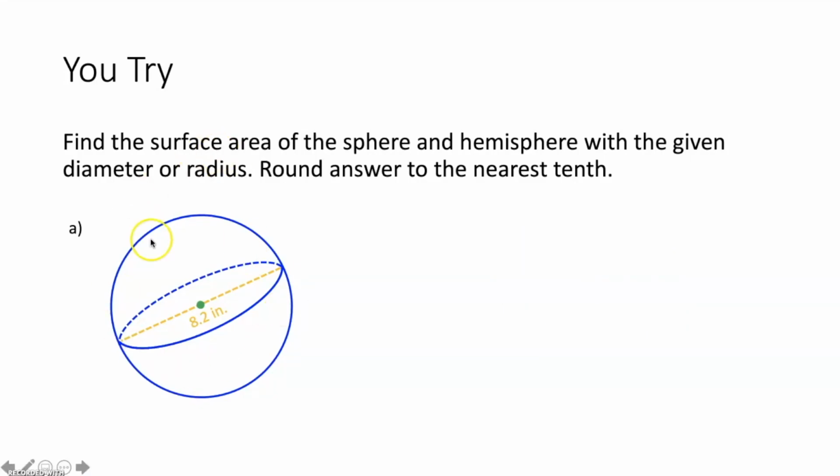Okay, doing the same thing. Again, part A, we want to find the surface area of the sphere. In order to find the surface area of a sphere, you need to remember the surface area of a sphere formula. Surface area is equal to 4 pi r squared. In this figure, we're given a sphere with a diameter of 8.2 inches. That is not the radius.